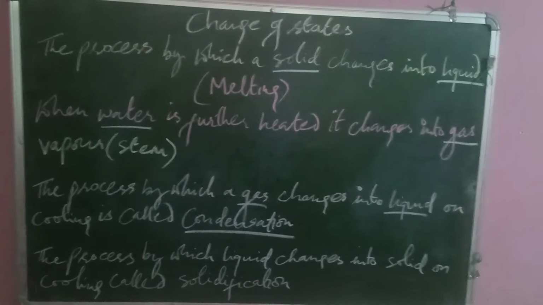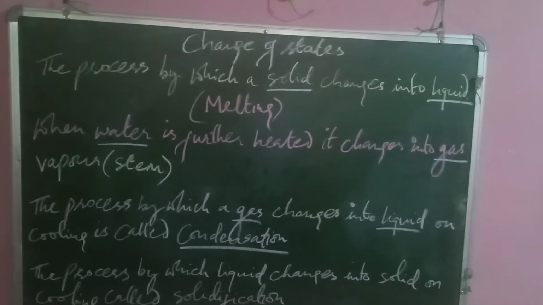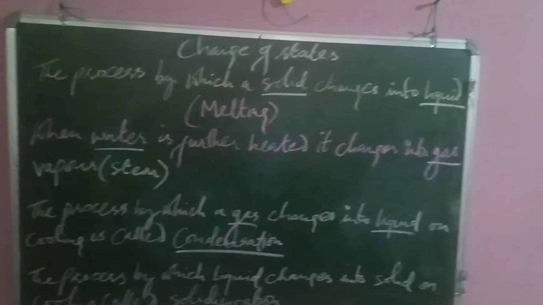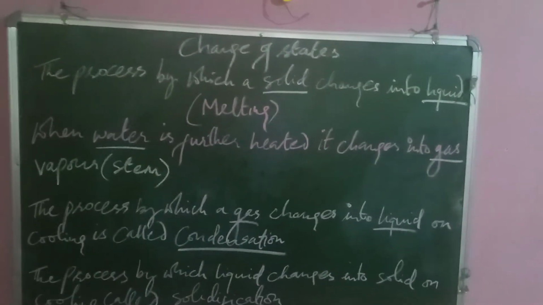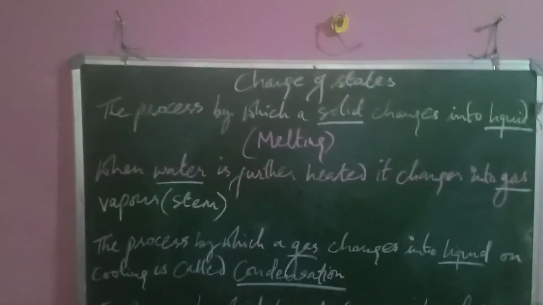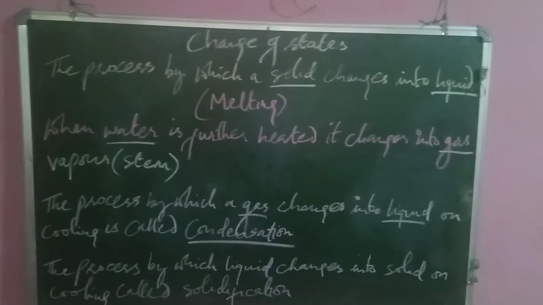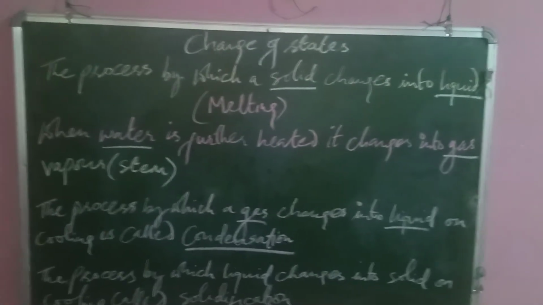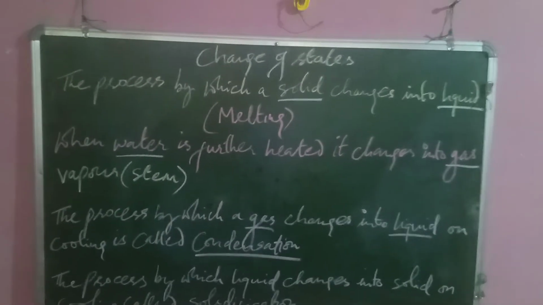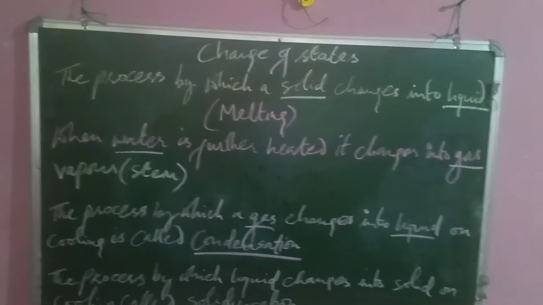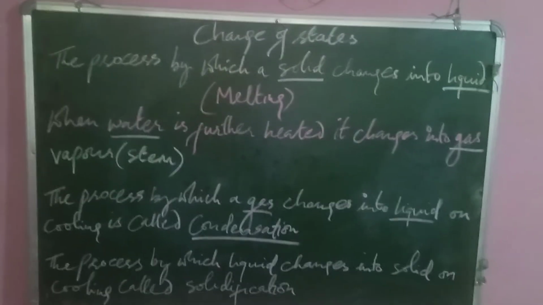When you take an ice cube out of the freezer and leave it at room temperature, you will see that the ice starts to melt into water. Why is that? Because the process by which a solid changes into a liquid is called melting. So there is a change of state from solid to liquid, and then when you further heat that water, it starts changing into steam or vapor.